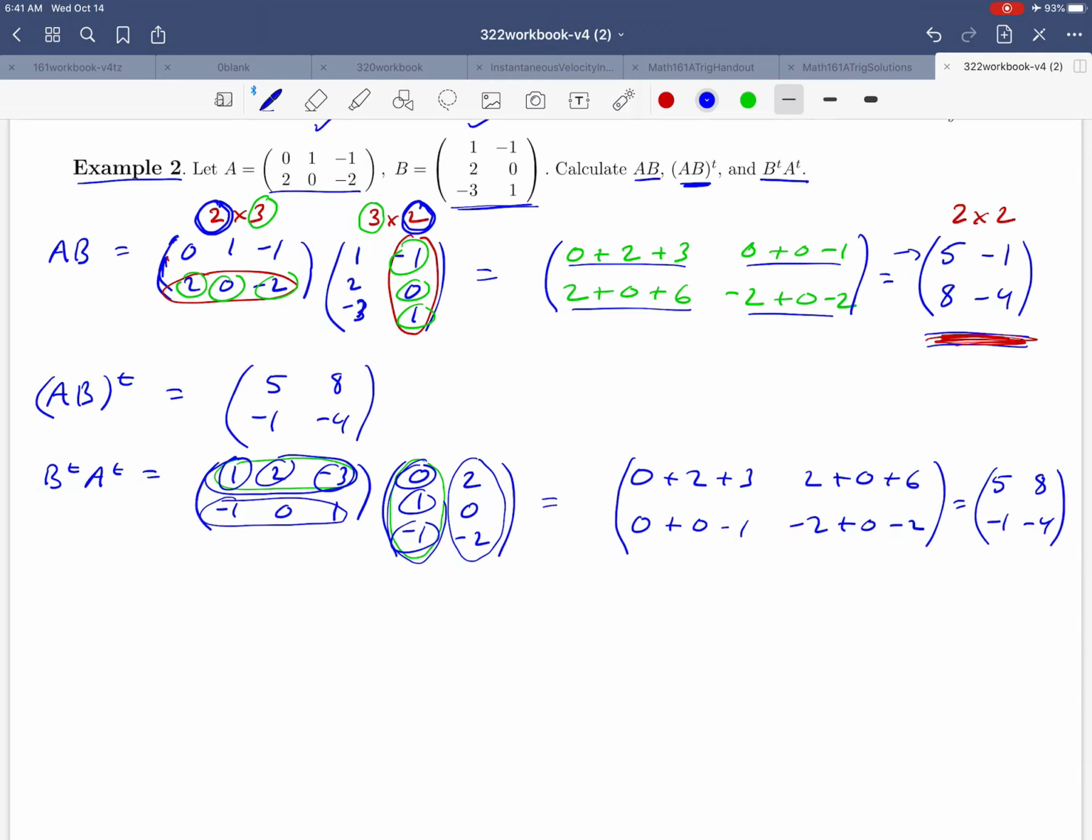Okay, now I have a question for you. Do you notice anything interesting if you look at our last 2 calculations here? Well, notice that for AB transpose and B transpose A transpose, we got the same matrix. That calculation was the same. And so an interesting observation that turns out to be true in general is that AB transpose is equal to B transpose A transpose.